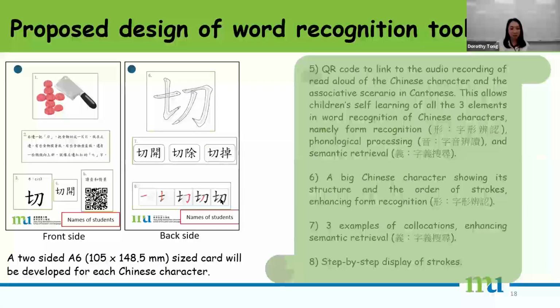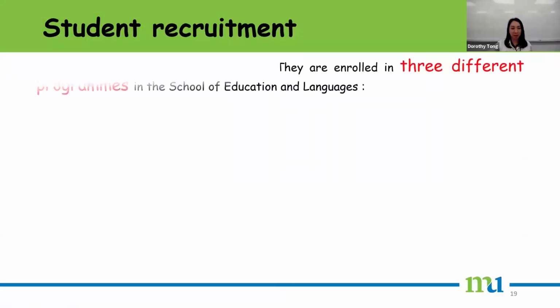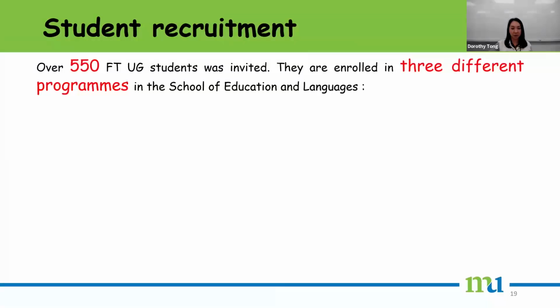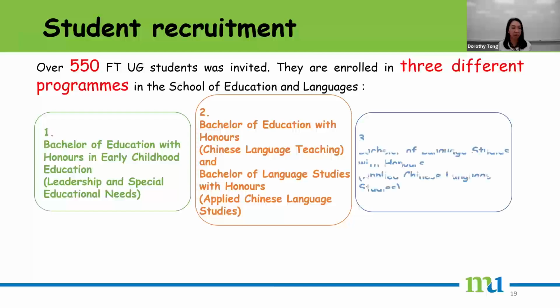Okay, and for the project, we recruited students. I mentioned that this is an interdisciplinary project. We recruited students from 3 different programs. In total, the number of students enrolled in these 3 programs is around 550. And then we targeted to enroll maybe 10% of these students.